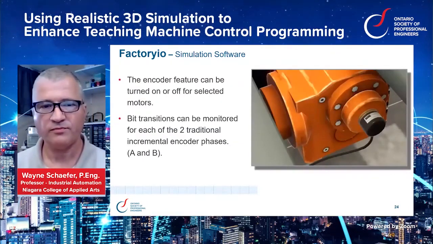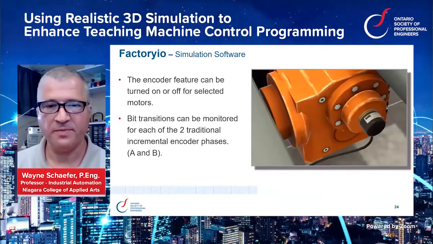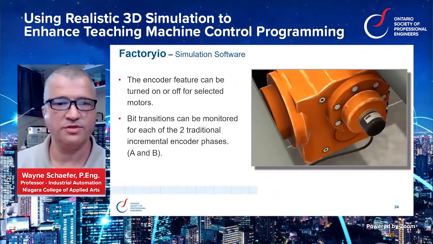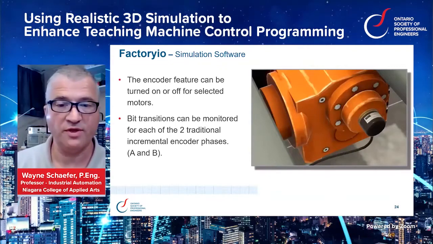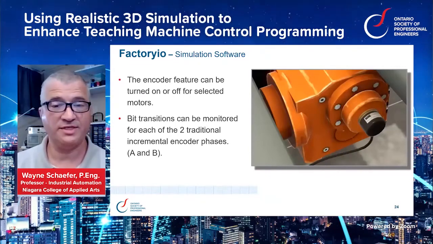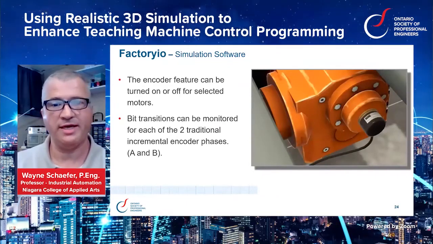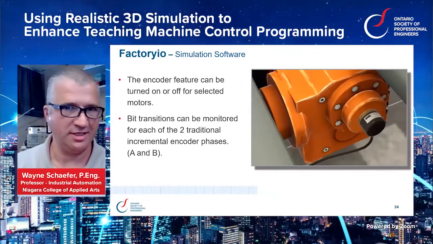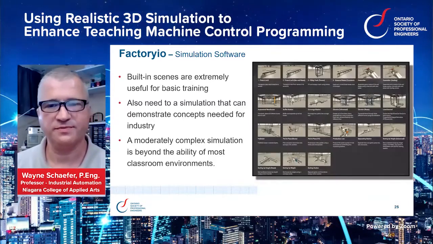Another recent addition is the encoder feature. It can be turned on or off, and you can put this on any one of the motors in the simulation. The output is simply the on-off transition of each of the two traditional encoder phases, which is kind of cool. It creates that opportunity to discuss original encoder design as opposed to the current applied serial, parallel, or Ethernet high-speed communication technology that we use now. So I found that very challenging for the students.